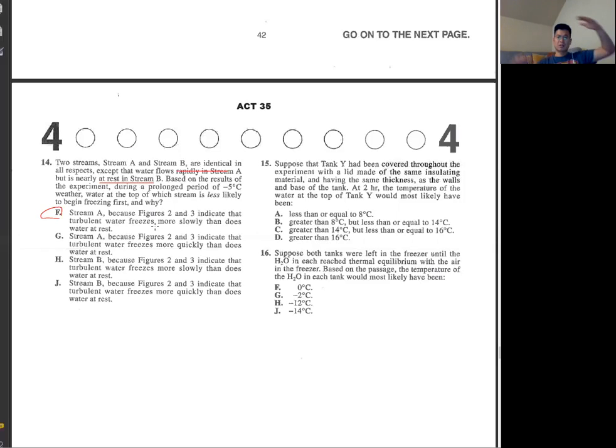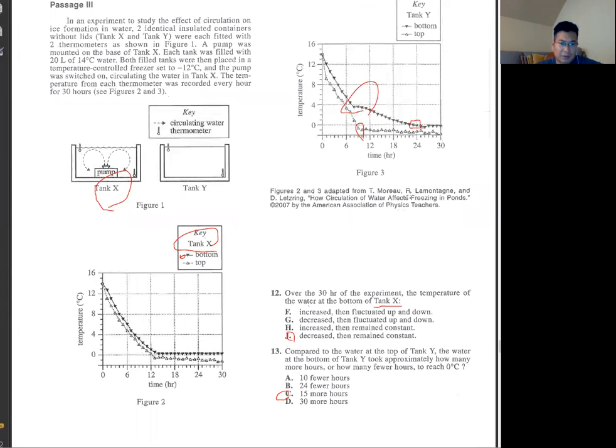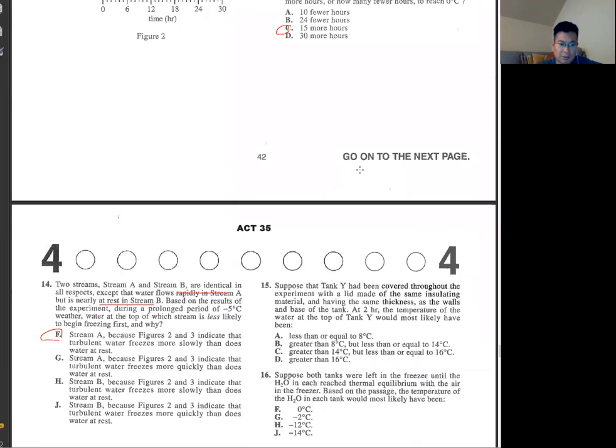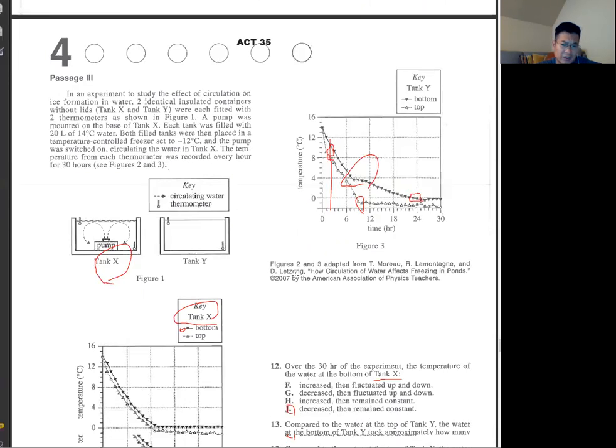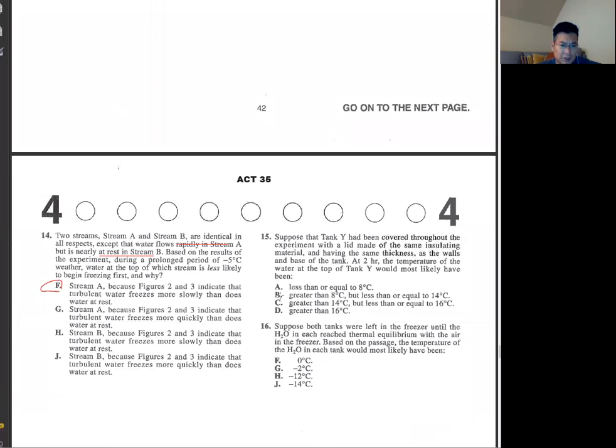And then 15, suppose the tank Y was covered throughout this experiment, how is it going to be? So the top is the part that is exposed to the weather, so it freezes at the top first, but then if they cover it up, the entire thing is going to be affected by the weather outside. So now the difference between top and bottom is not as great as what we see from the figure 3. If you go to tank Y, at 2 hours, you draw a line at 2 hours here. Then the gap, the range is 8 to, I'll say 11, 8 to 10. So it's safe enough to say 8 to 14.